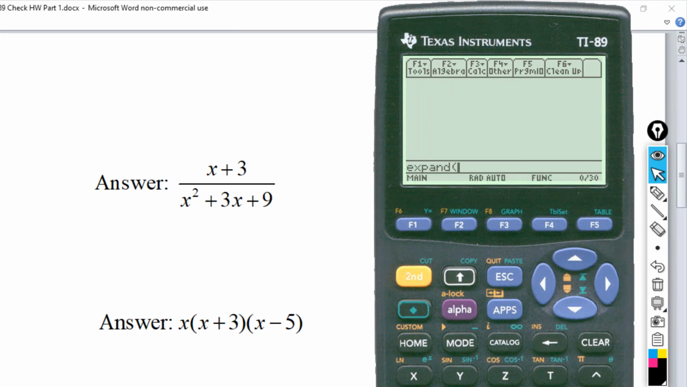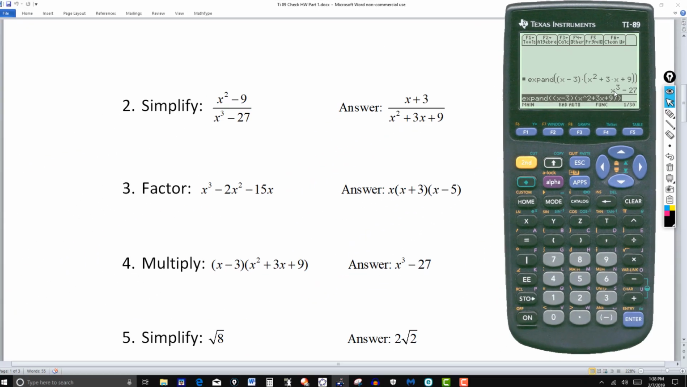and then enter parentheses x, subtract 3, parentheses, and then parentheses, x to the second plus 3x plus 9, close parentheses, and close parentheses again. Double check your entry there. Hit enter. And there you have it. X cubed minus 27. Okay.